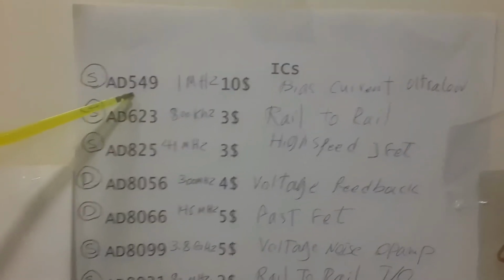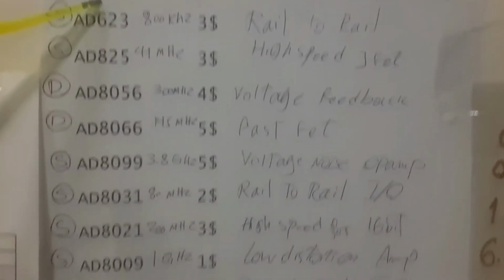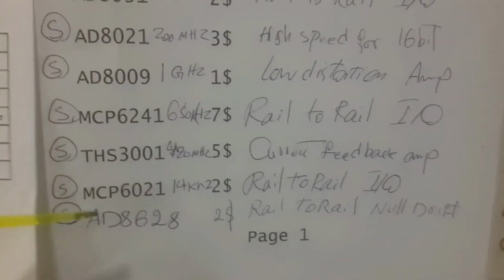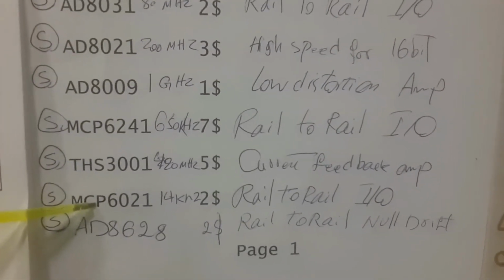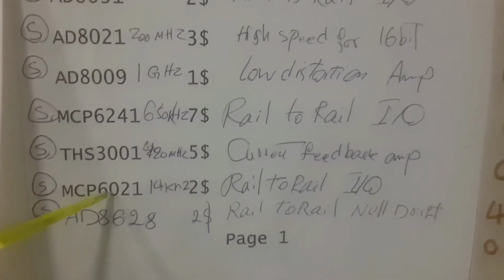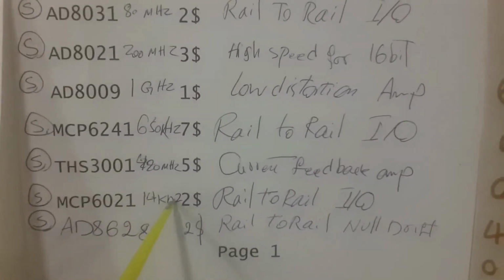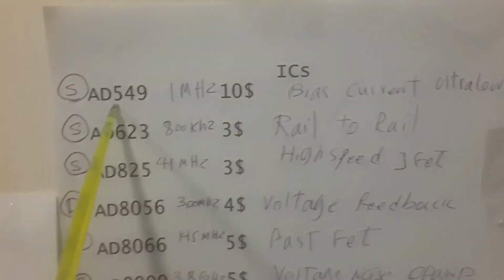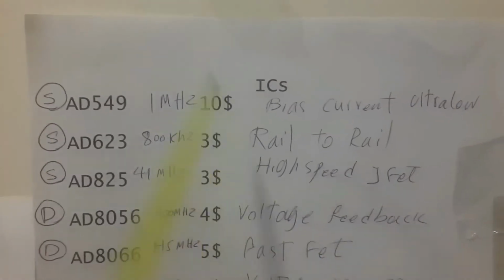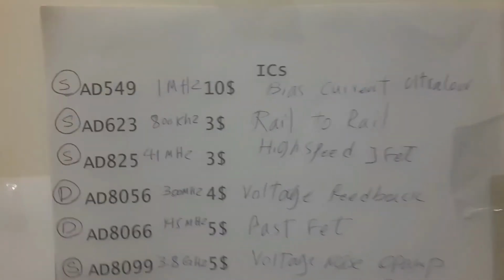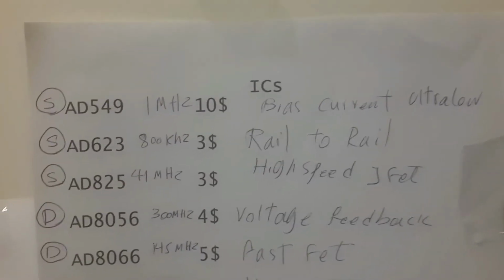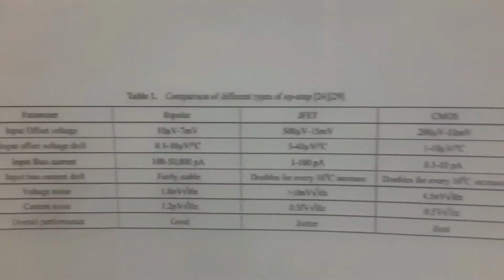8549 goes also for picoamps, very sensitive, and also the MCP series 6021 also works very nicely, and the price is also very good, around $2. 8549 is a little bit expensive, but as I told before, it worked for picoamps also.